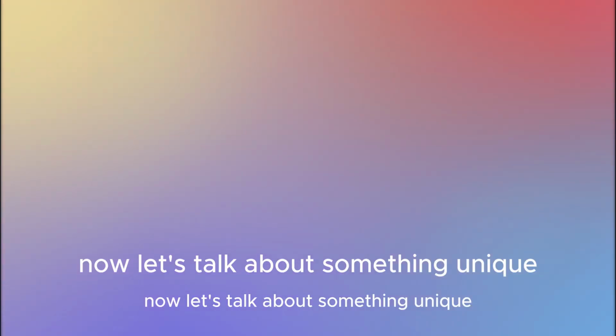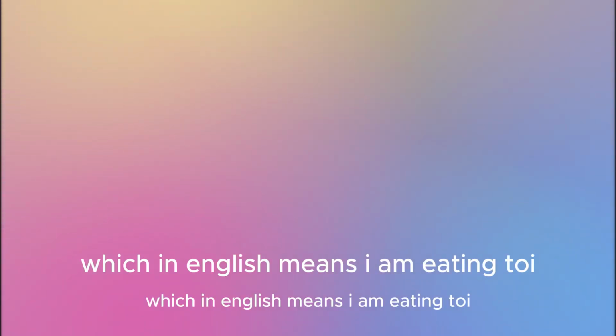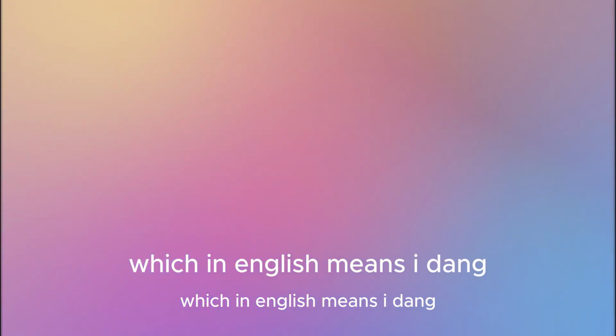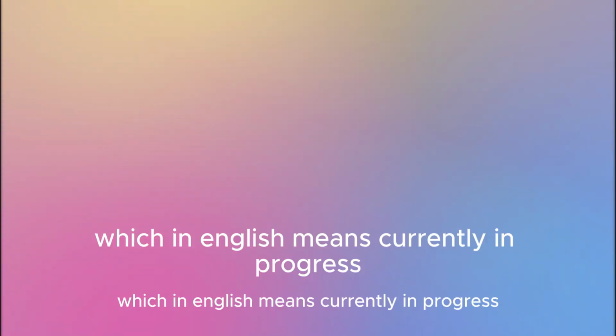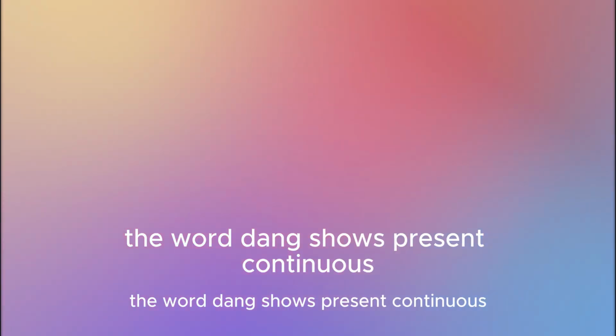Now let's talk about something unique. Vietnamese uses particles and context to show time. For example, tôi đang ăn, which in English means I am eating. Tôi, which in English means I. Đang, which in English means currently, in progress. Ăn, which in English means eat. The word đang shows present continuous.